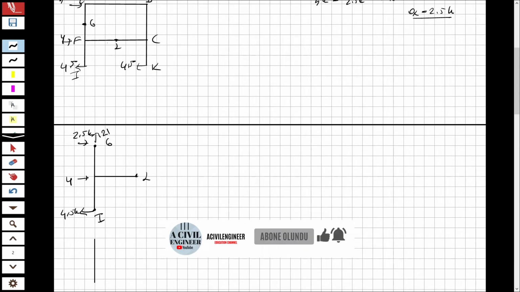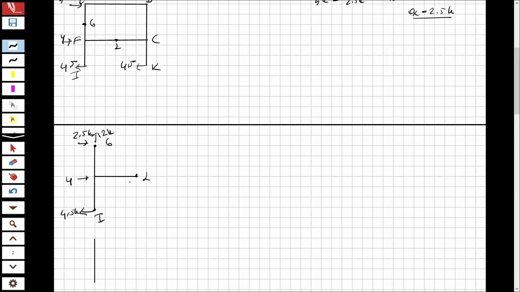This is the GY, this is the 2K. Okay, so now let's calculate the IY. I don't know where it is, and also here will be LX and also LY. So let's write the moment equation with respect to J.